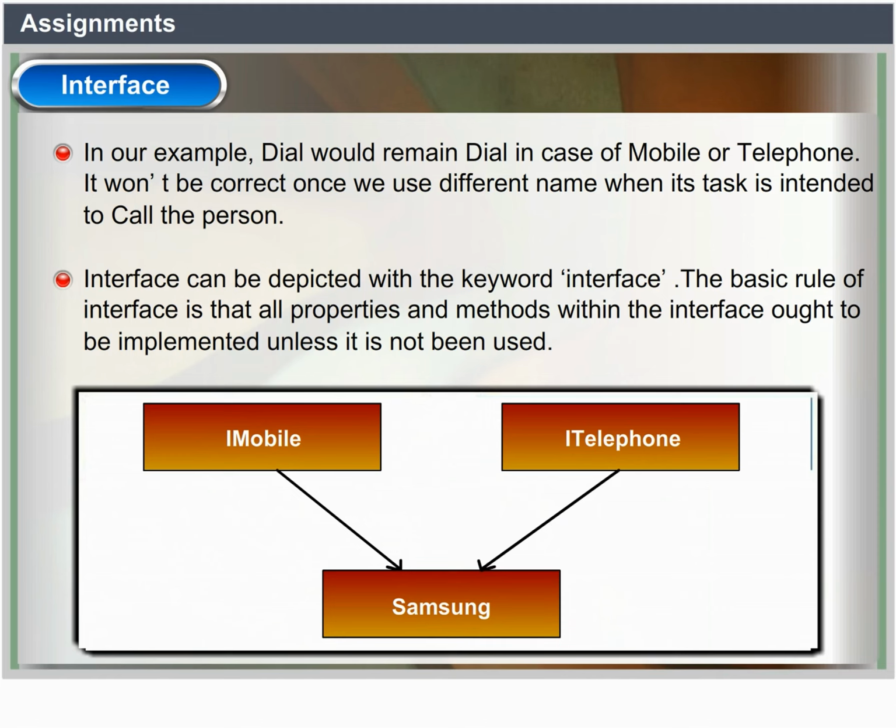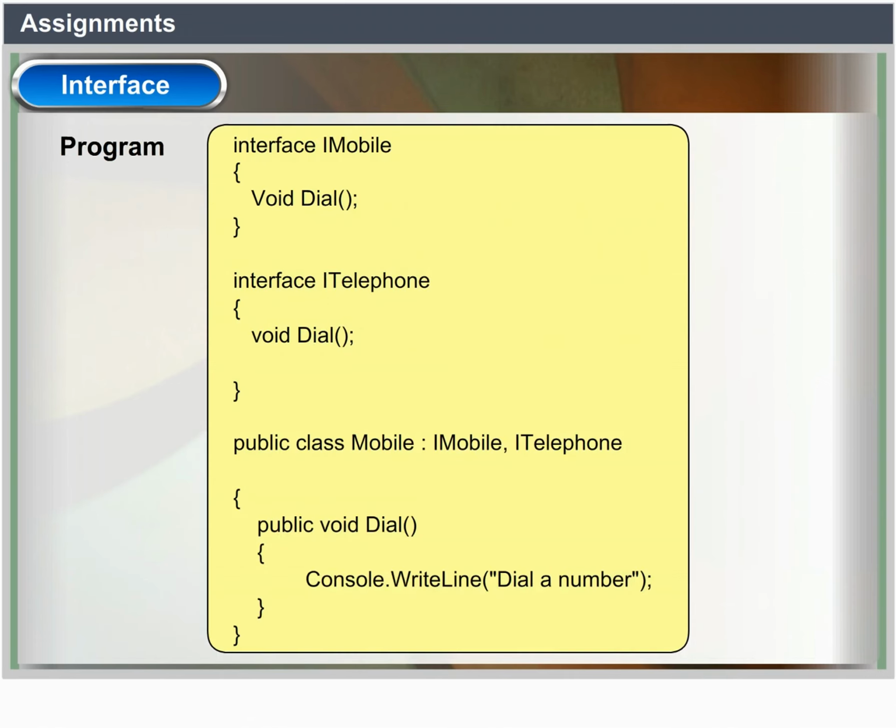An interface can be declared with the keyword interface. The basic rule of an interface is that all properties and methods within the interface ought to be implemented unless they are not being used. Program.